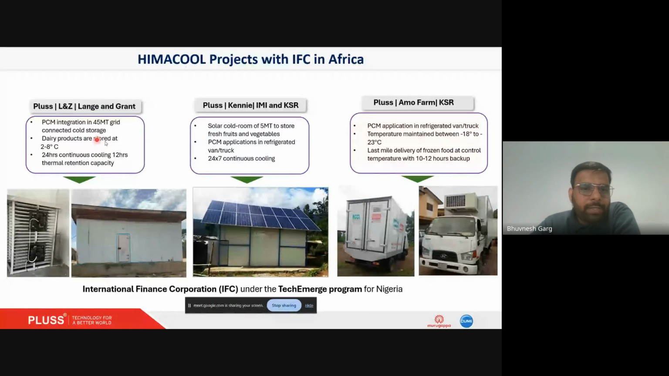One is a cold storage of 45 metric ton. There are various options. As I'm telling you, this is a totally off-grid solution, but it can be either totally off-grid or you can connect it with the grid as well. It is totally dependent on the customer or the requirement of what he wants from the cold storage.